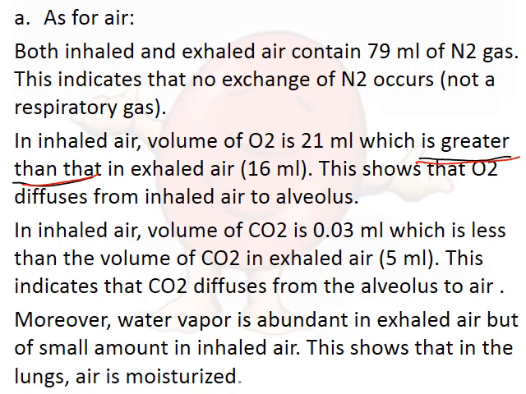This indicates that O2 diffuses, meaning that it moves from a medium of high concentration to a medium of low concentration. In inhaled air, the volume of CO2 is 0.03 milliliter, which is less than the volume of CO2 in exhaled air, which is 5 milliliter. This shows that CO2 diffuses from the alveolus toward the air. Moreover, water vapor is abundant in exhaled air but of small amount in the inhaled. This shows that in the lungs, air is moisturized.